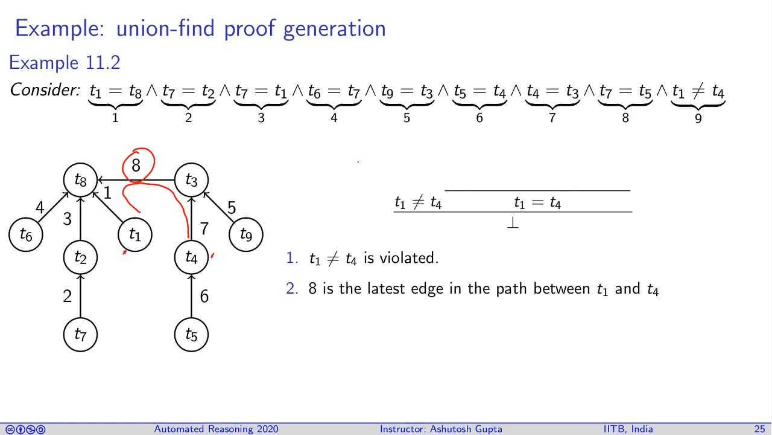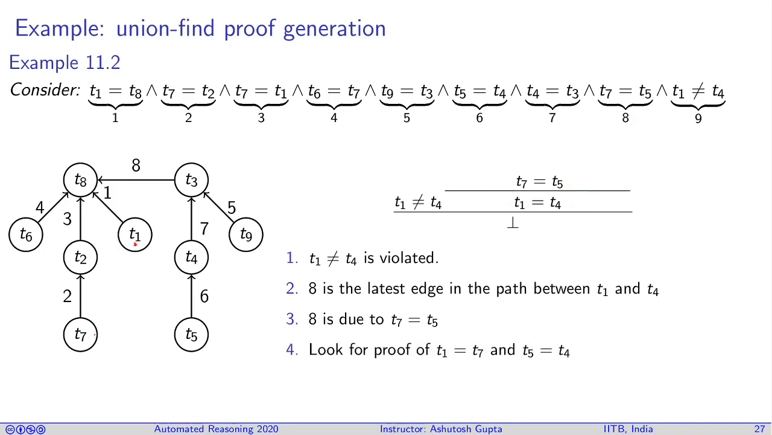So what is the equality 8? Equality 8 is T7 equals T5. You write it in your proof, T7 equals T5. Now I need to find out what makes T1 and T7 equal, and what makes T4 and T5 equal.